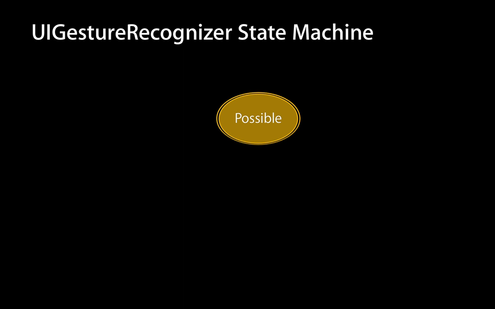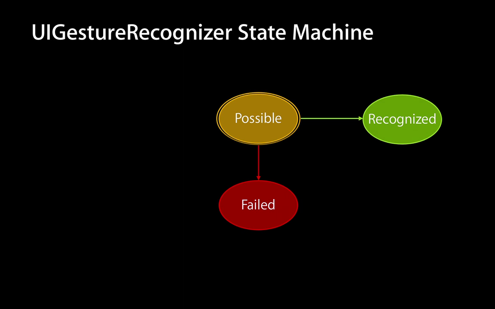From state possible, most commonly we'll go to state failed, indicating that the user did not perform whatever gesture it was that we were looking for. And in the simplest case, you'll have one state that's state recognized. This is for discrete gesture recognizers, ones that recognize at one period of time after a certain event, and then they're done. So like a tap gesture recognizer or a swipe gesture recognizer, either it happened or it didn't, and that's all. So for those types of gestures, this is really the entirety of the state machine. And that's way simpler than everything we were talking about before.